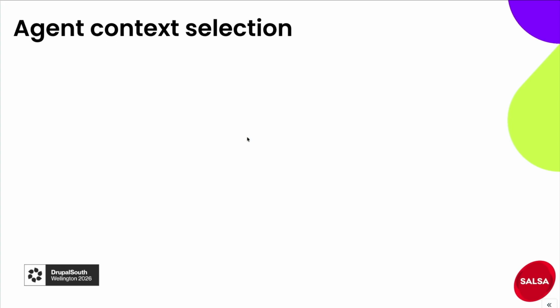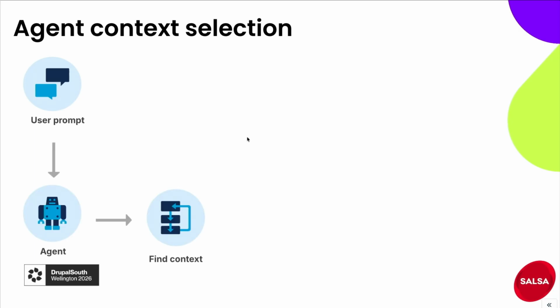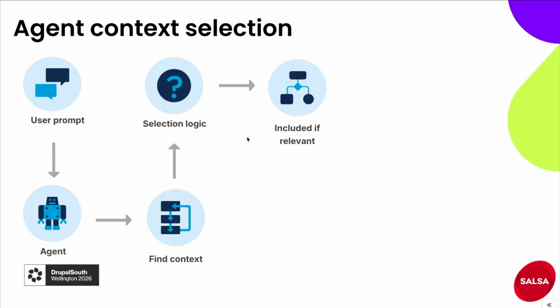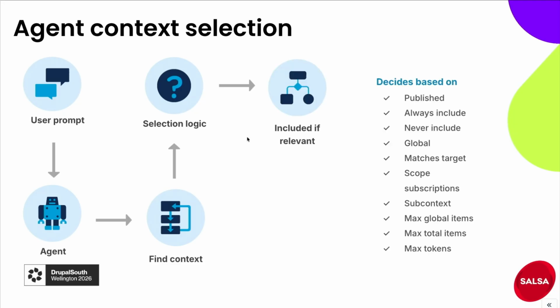So how does the agent context selection actually work? So user adds a prompt and sends that to an agent, and then the agent looks at the context, it tries to find context, and then it looks at the selection logic, and the context is included only if relevant. And how does it decide whether it's relevant or not? These are the different criteria based on which it decides. Is it published? Is it always included? Is it global? Does it match target? So basically, does the scope apply to it or not? And there is also a criteria about max tokens and max total items.